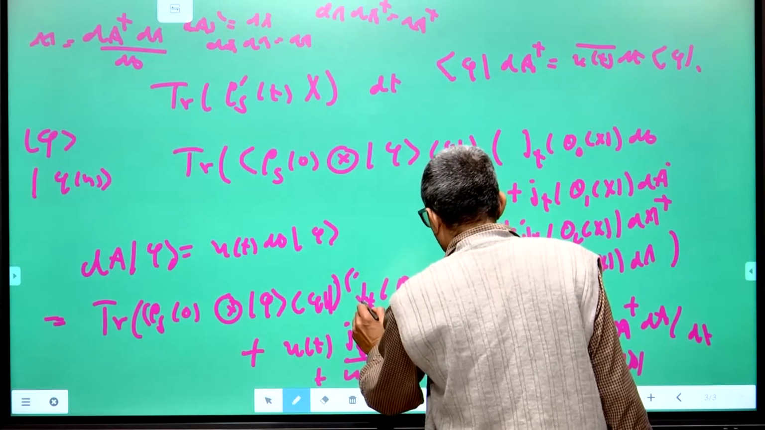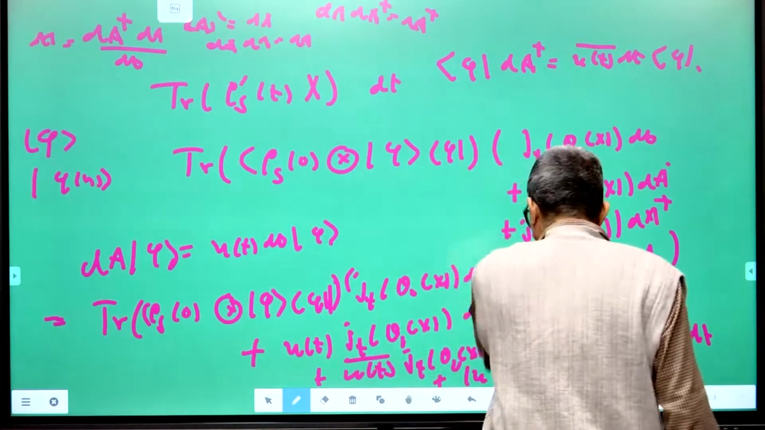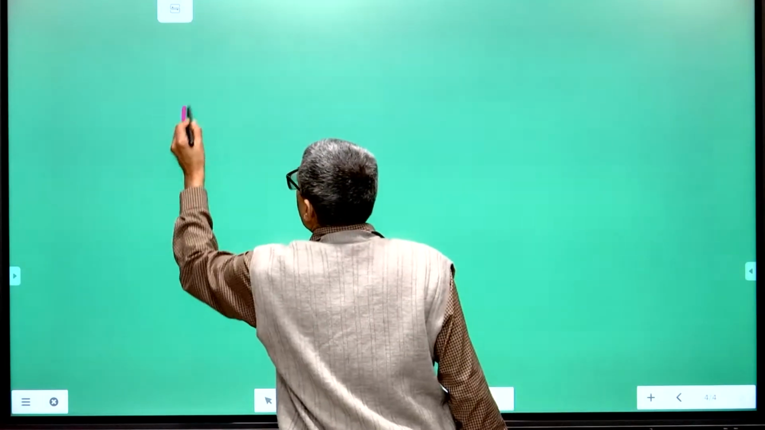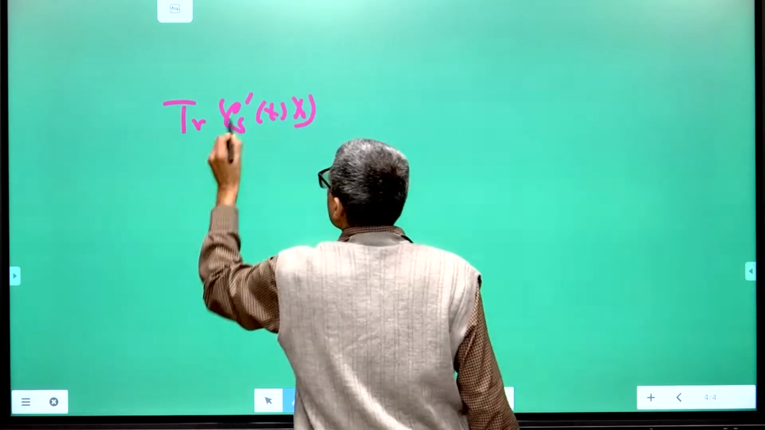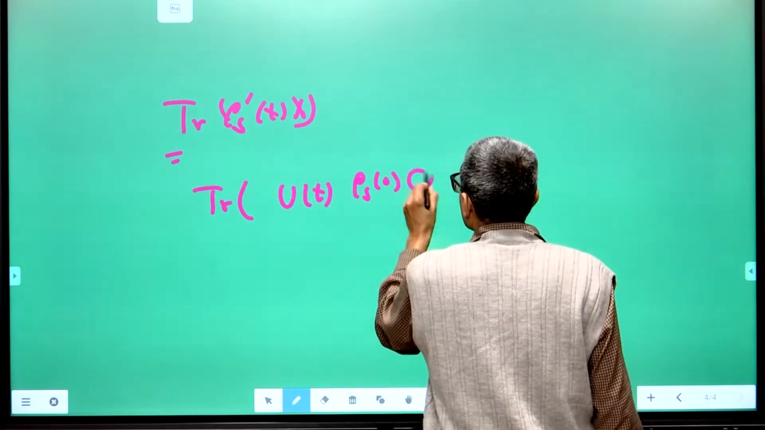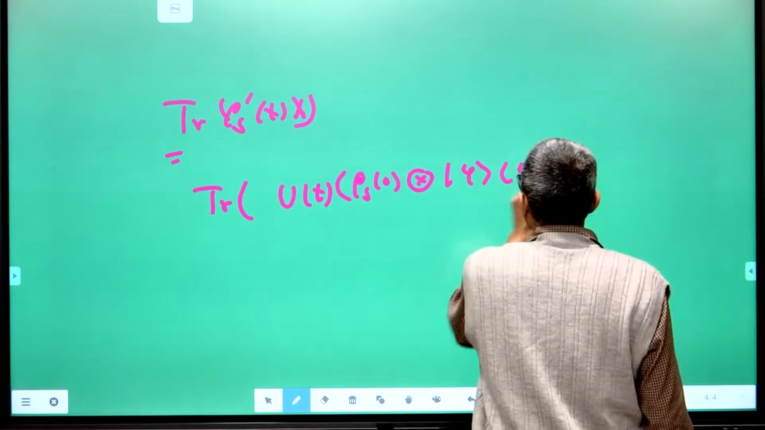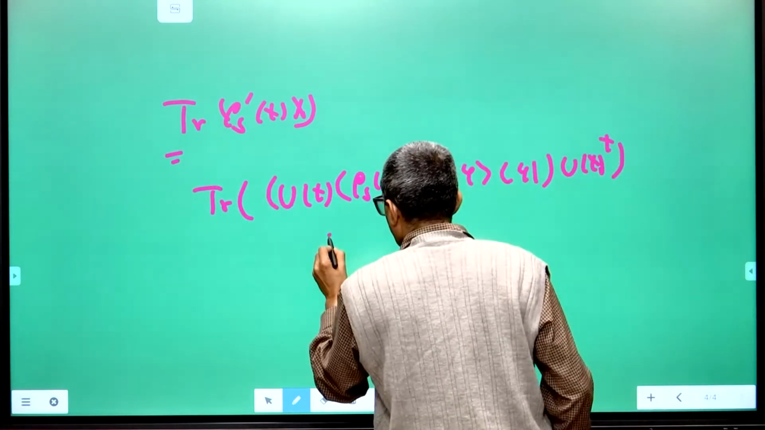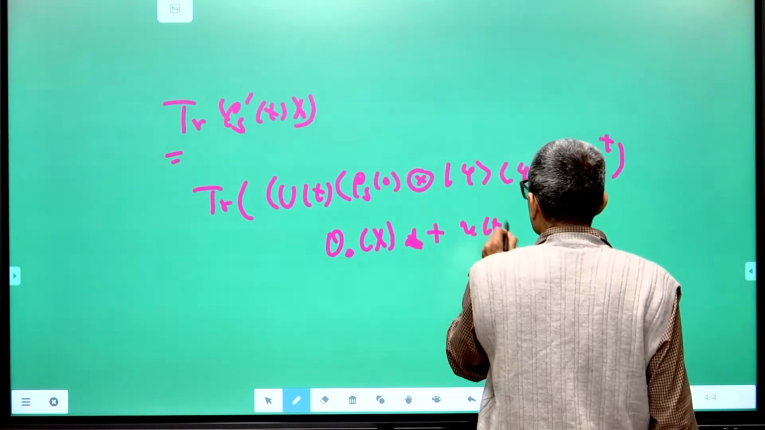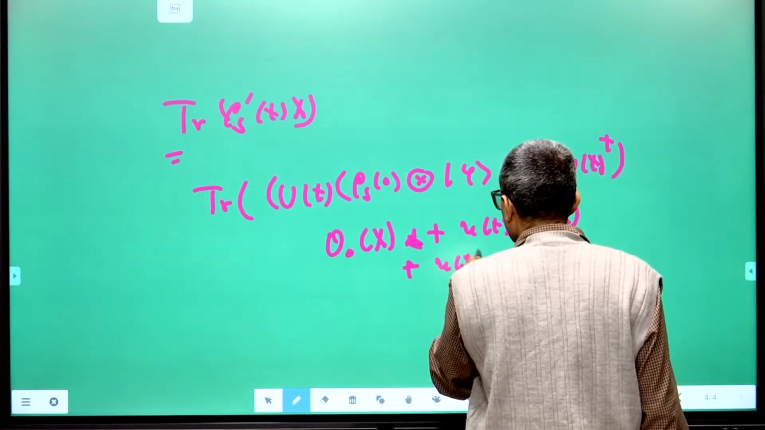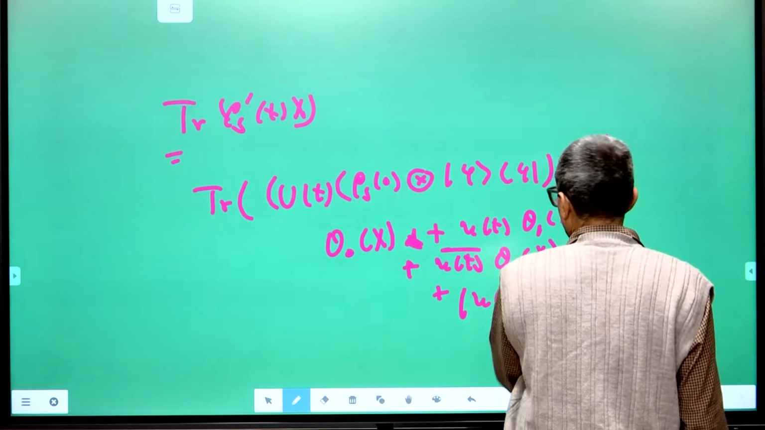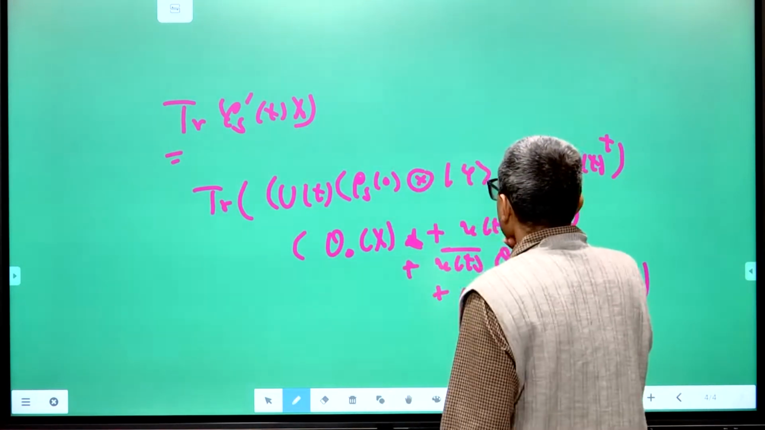Now, you write j t theta 0 x as u t dagger theta 0 x u t, and bring the u t dagger to the left. Likewise for j t theta 1 x, j t theta 2 x and j t of theta 3 x. So what do you get? You get trace of rho s t dash into x equals trace of u t rho s 0 tensor phi phi into u t dagger multiplied by theta 0 x dt plus u t theta 1 x plus u t bar theta 2 x plus mod u t square theta 3 x, the whole multiplied by dt. So that will cancel out the dt if you cancel on both sides.